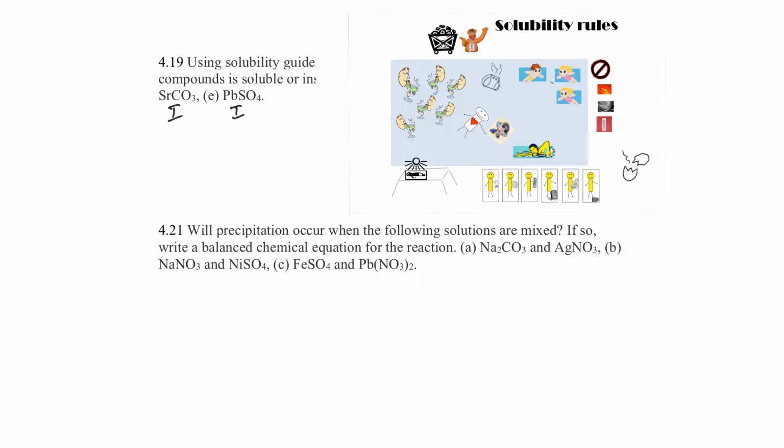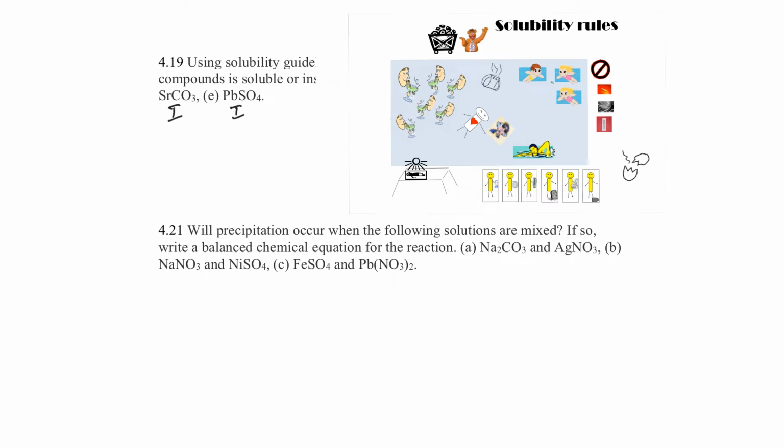The guy with the heart, that's nitrates. The diaper is ammonium, NH4. The grumpy lady is acetate, C2H3O2. The yellow lady is sulfate, SO4. The kids are the group 7, so chlorine, chlorides, bromides, iodides. Okay, everything else is insoluble.